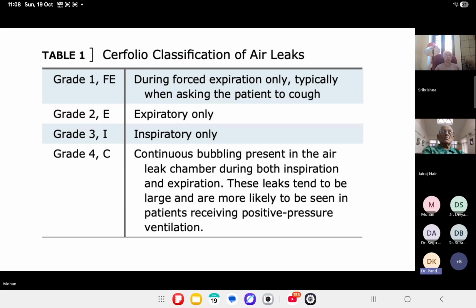Cerfolio classification of air leaks, which we use day to day, most of the times, which is grade 1 to 4. Grade 1 is on forced expiration. That means typically when the patient is coughing, if the bubbles are coming, it's grade 1. And then 2 is expiration only. 3 is inspiration only. And 4 is continuous bubbling present in the air leak chamber during both inspiration and expiration.